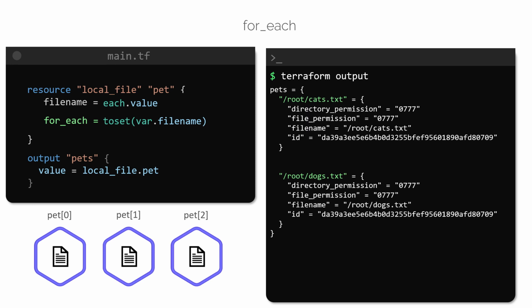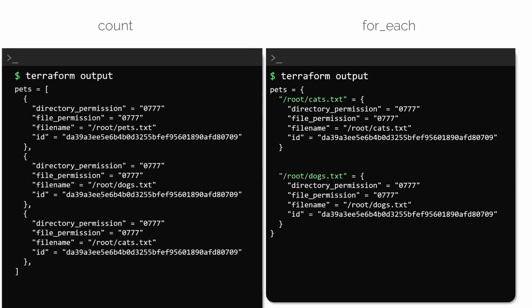This means that the resources are no longer identified by the index, thereby bypassing the issues that we saw when we used count. They are now identified by the keys, which are file names /root/dog.txt and /root/cats.txt, which are used by the foreach argument in the configuration file. If we compare this to the earlier output that we got when we used count, we can see the difference in how the resources are created. The count option created it as a list, and the foreach created it as a map.